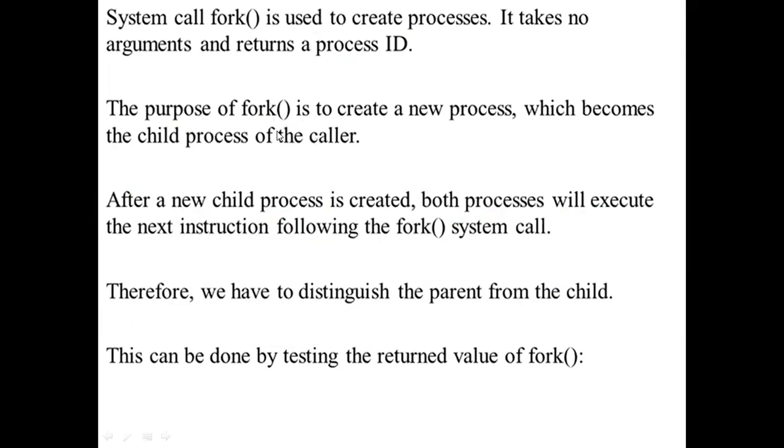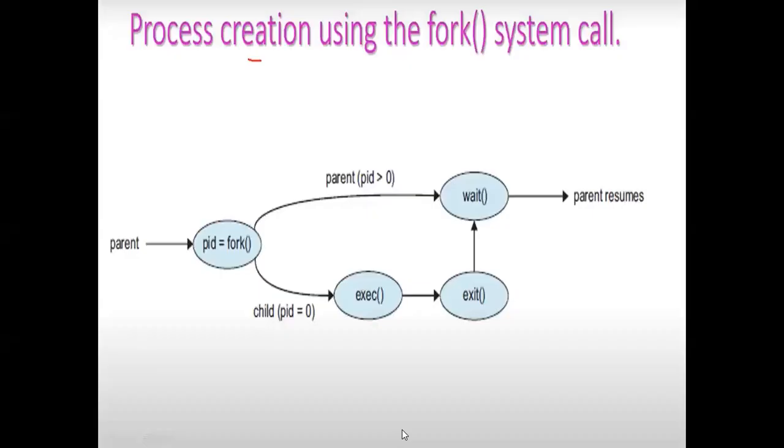The purpose of the fork system call is to create a new process which becomes the child process of the caller. After the new child process is created, both the parent process and the child process will execute the next instruction following the fork system call. Therefore, we have to distinguish the parent process from the child process. Either process can be identified by its process ID, and this can be done by testing the return value of the fork system call.